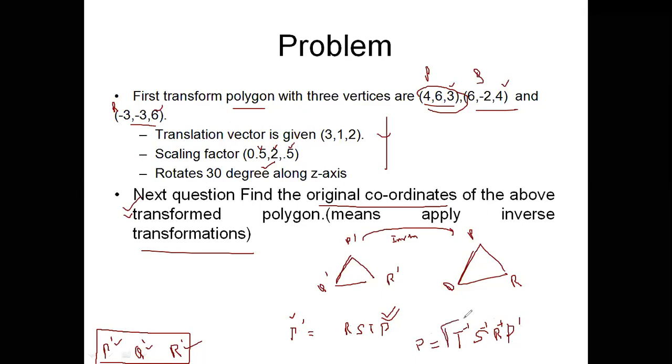Okay, so you can consider it as an M matrix, and this M matrix can be applied on P dash to calculate P, and this matrix will be applied on Q dash to calculate Q, and likewise this matrix will be applied on R dash to calculate R. So the calculation will be done by you. Okay, do it on your own. If you find any problem, then you can post your query.